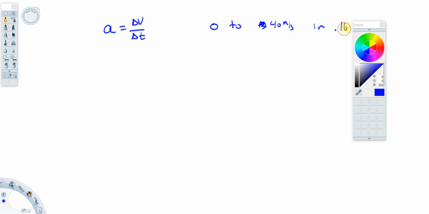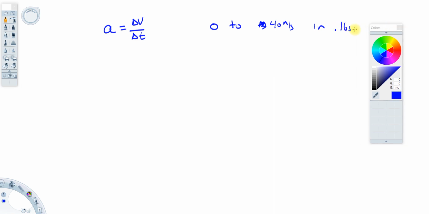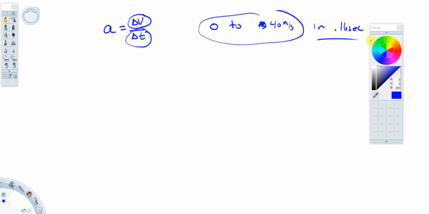In 0.16 seconds. Now, again, you may have different numbers here. I'm just using the numbers on the printout I have, but the program is designed to give everybody a random distribution of numbers. All right, so your change in velocity, you're going to get from these two numbers. It went from 0 meters per second to 40 meters per second. And then the change in time is this number. And I'm just going to go ahead and chat about 15. 15 is virtually the same.